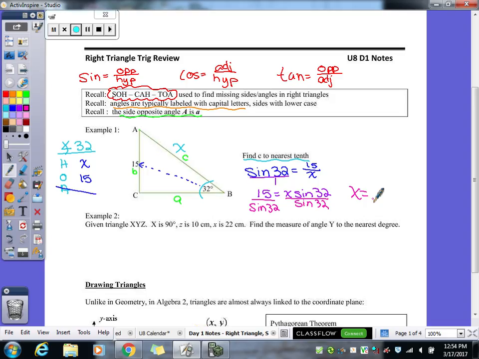29.9 is not what I got last block. 28.3 is what I had. Oh, okay. Is that coming back to us a little bit? Yeah.